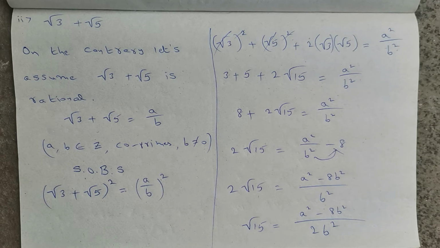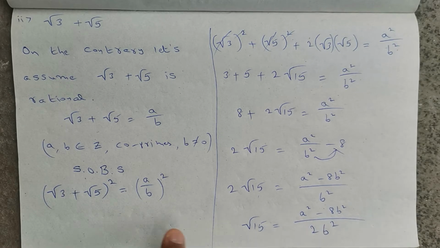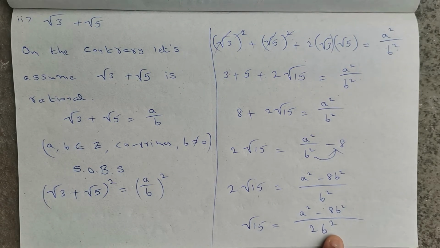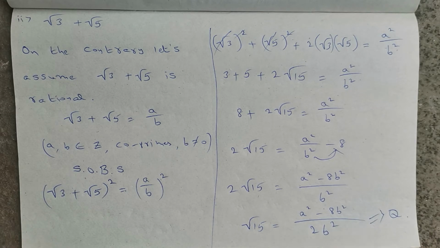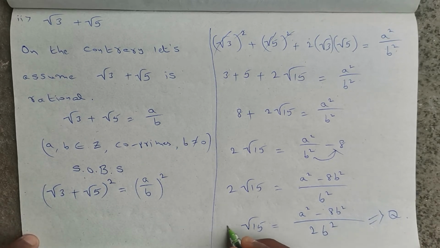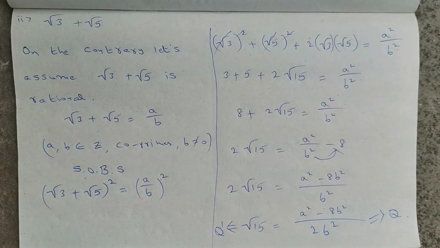Now if we observe clearly, a as well as b, we know very well those are integers. So whatever value you substitute in the place of a and b, this total RHS will become a rational number only, whereas this root 15 is an irrational number. We got this contradiction due to our wrong assumption. So root 3 plus root 5 is an irrational number.